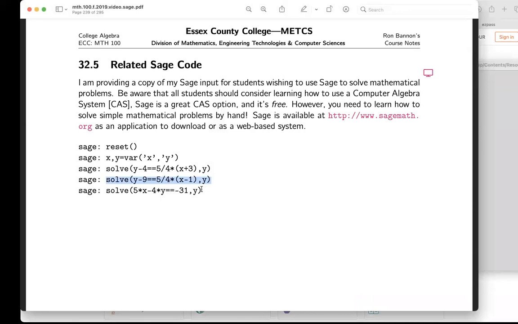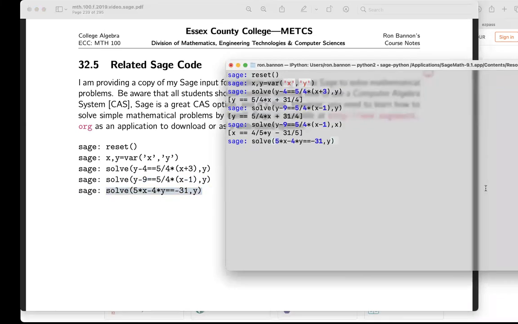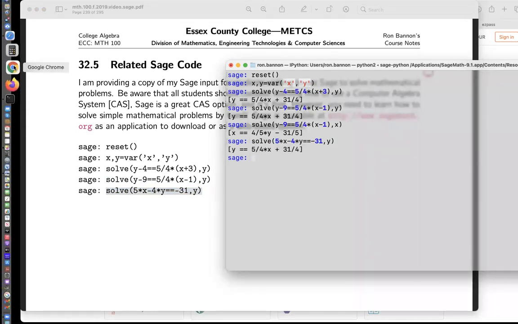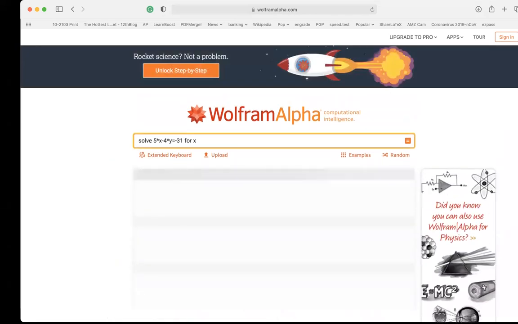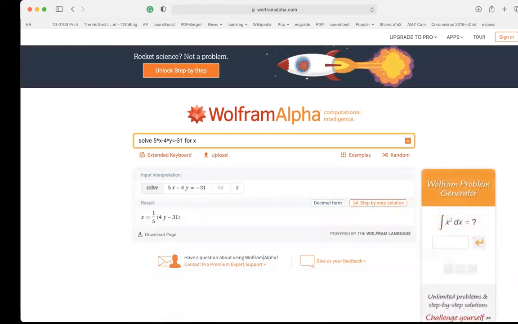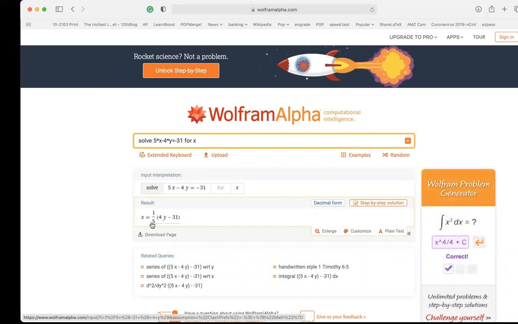All right, let's put the last line in. Do that. I'm going to Wolfram Alpha. And I'm going to just get rid of this stuff over here, and get rid of this. I'm going to speak to it: solve this for X. It's much more natural language for me. What does it do? It solves, it says X equals.